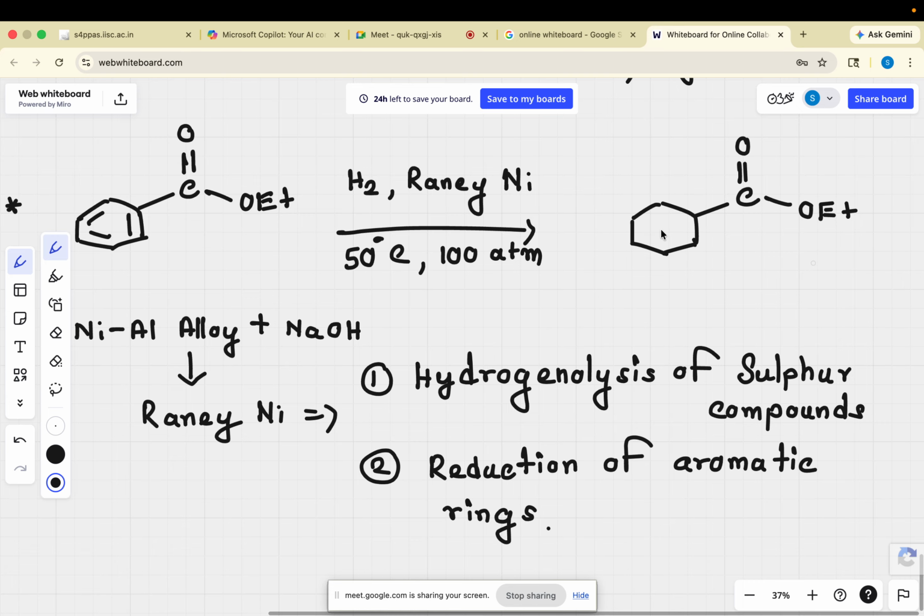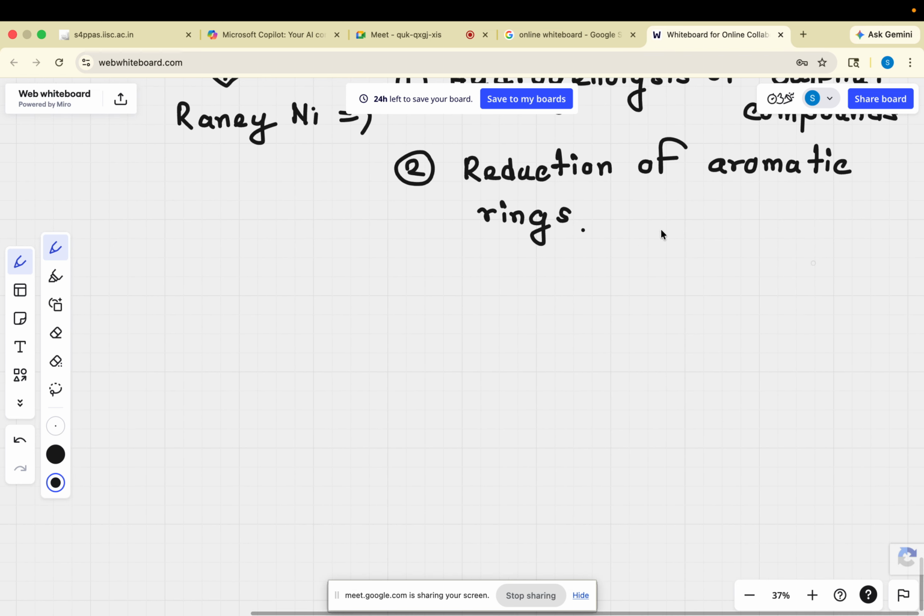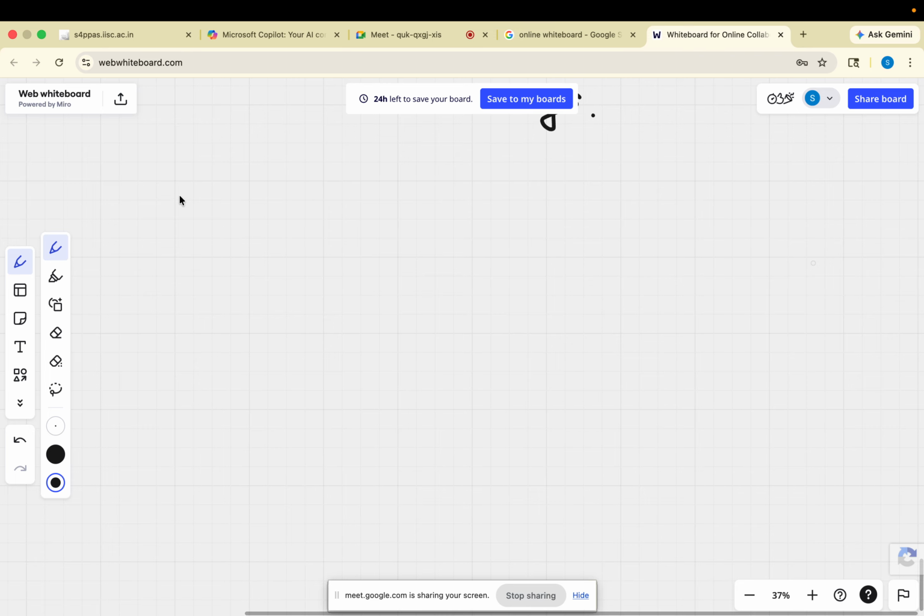When do we need to reduce ester groups? For reduction of ester, you can use lithium aluminum hydride. So this catalytic reduction is very selective.